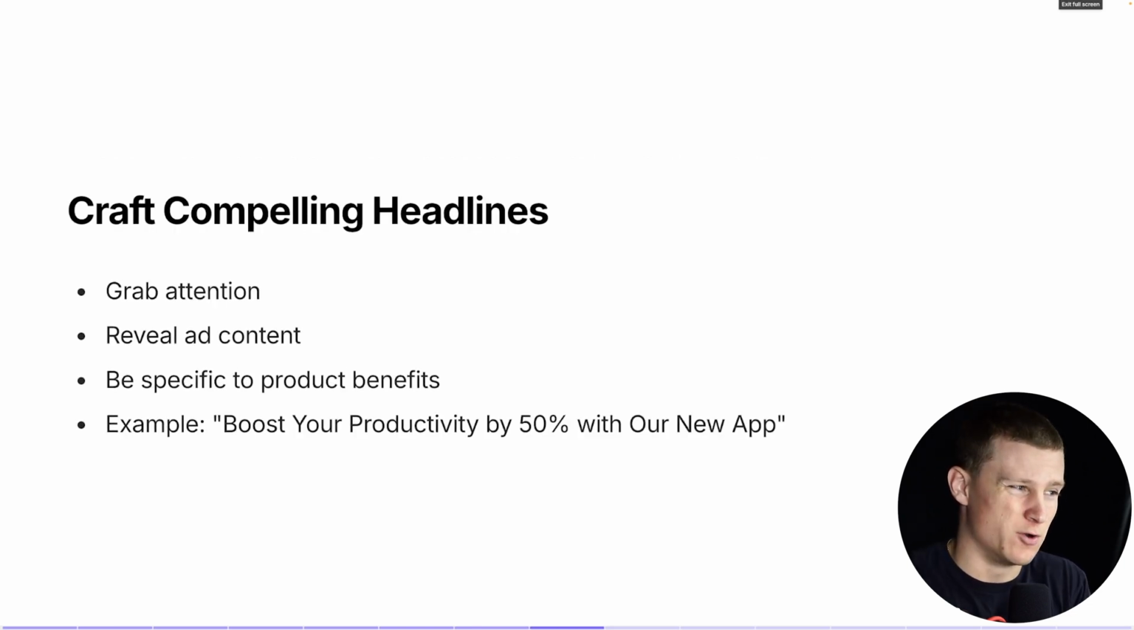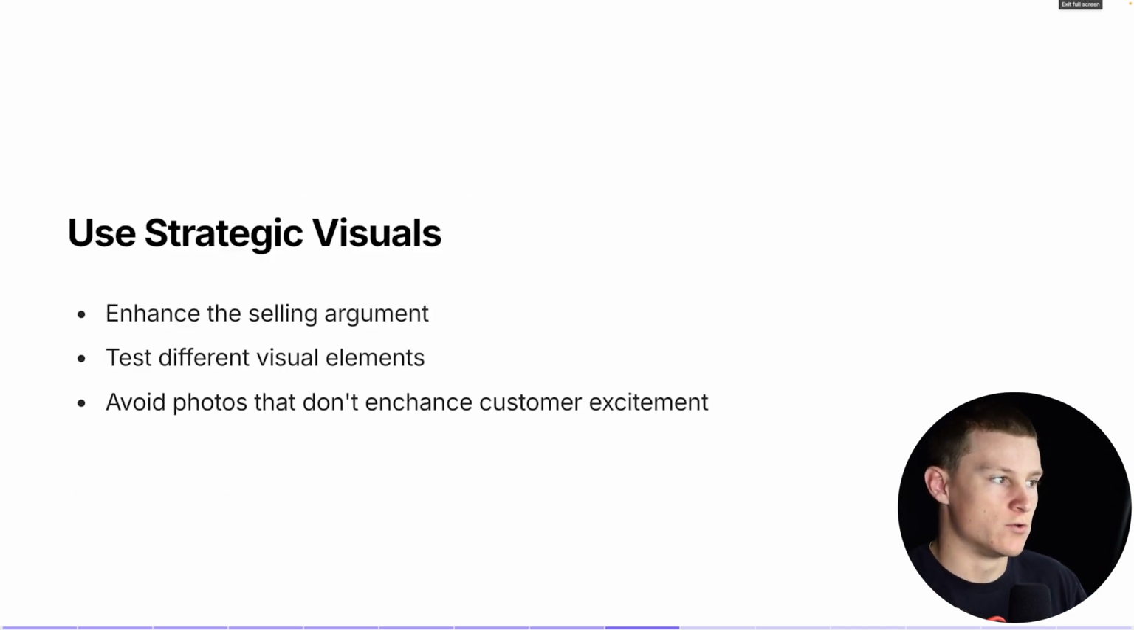Now, I already talked about this a little bit, but grab attention, reveal ad content, be specific to product benefits. Example of this, boost your productivity by 50% with our new app. Or even something better than this, you could add a little mystery to it as well, where it's this new app will boost your productivity by 50% with its new formula or something in that nature, right? And you can add in it's free too as well. So you need to have compelling headlines if you're running static ads or even on your landing pages. So make sure you have a very compelling headline, but use strategic visuals.